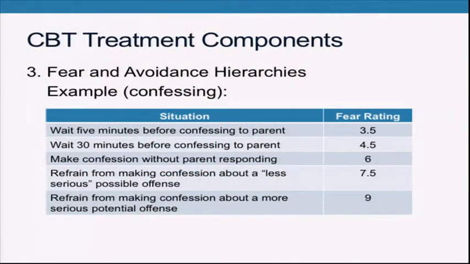And here's just another example. This is a hierarchy that we might use for a kid who feels compelled to confess everything they thought they did wrong during the day. So again, using delays, like waiting 5 minutes before confessing to the parent, is a step that is often doable for kids. And then 30 minutes, making the confession but not getting that response from the parent. And working our way up to the most, of just not making a confession at all for something that the child thinks is a serious offense.